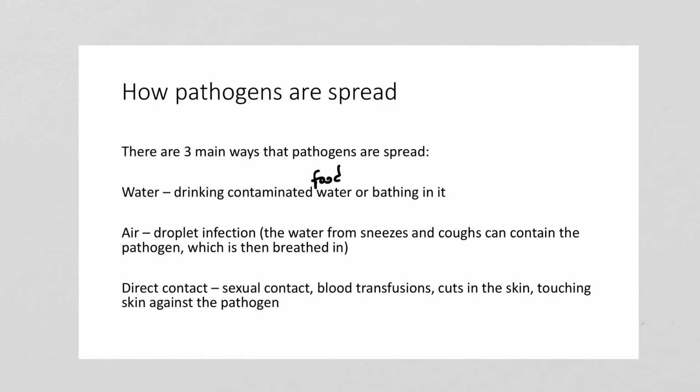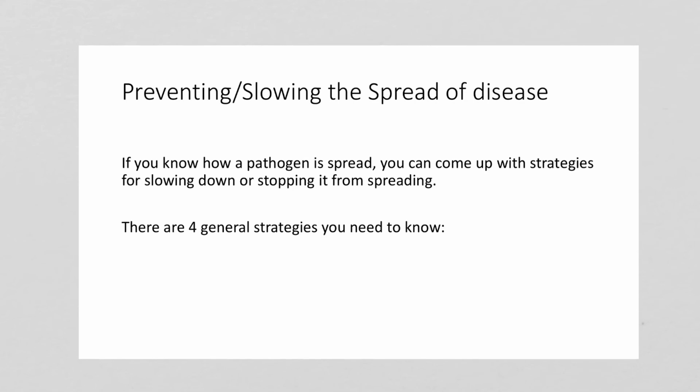Now that we know the three main ways that pathogens are spread, we can start to come up with some ways that you can stop or slow down the transmission of or the spread of different pathogens. There's four general strategies. There's four sort of big ideas again that a lot of different things fall into. See if you can have a think of some different ways that we could stop the spread of pathogens, given that they are typically spread by air through droplet infection, by contaminated food or water, and then also through direct contact.